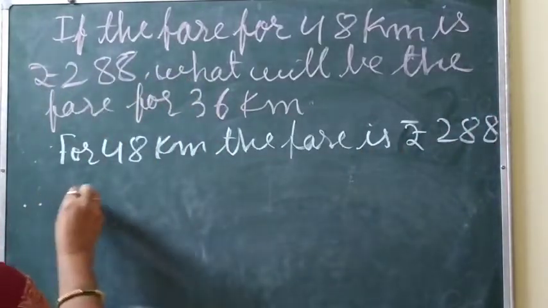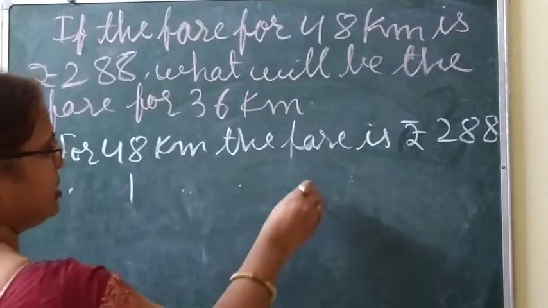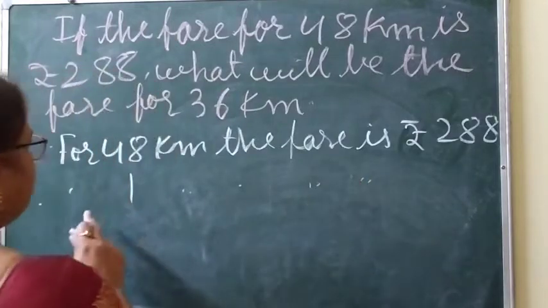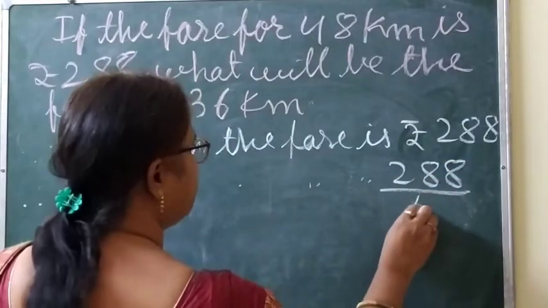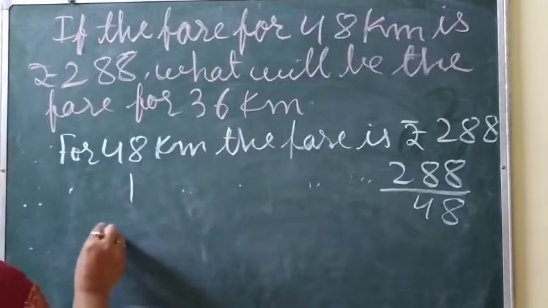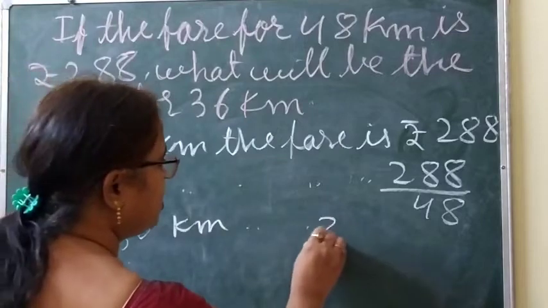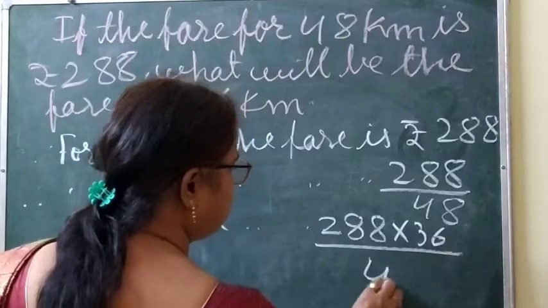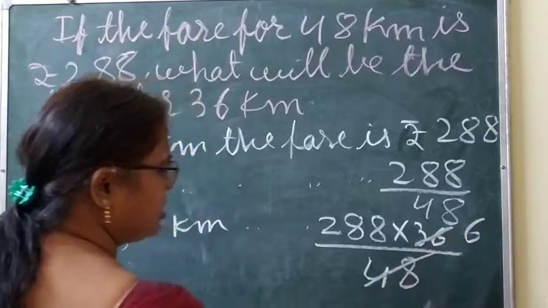288. Therefore, for 1 kilometer the fare, and girls, students, please you write the complete statement. Clear? Again and again I am telling, in all the lines you please write the complete statement. So for 1 kilometer the fare is 288 divided by 48. And therefore for 36 kilometer the fare will be 288 into 36 divided by 48. So solve it. 6 6s are 36. Clear?